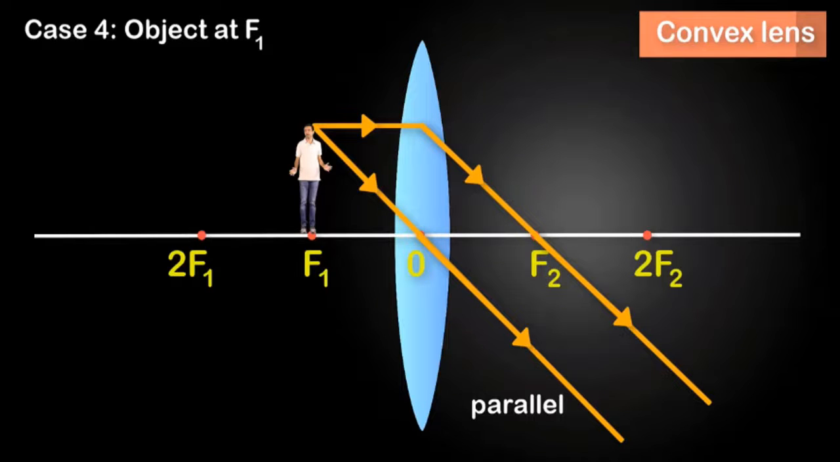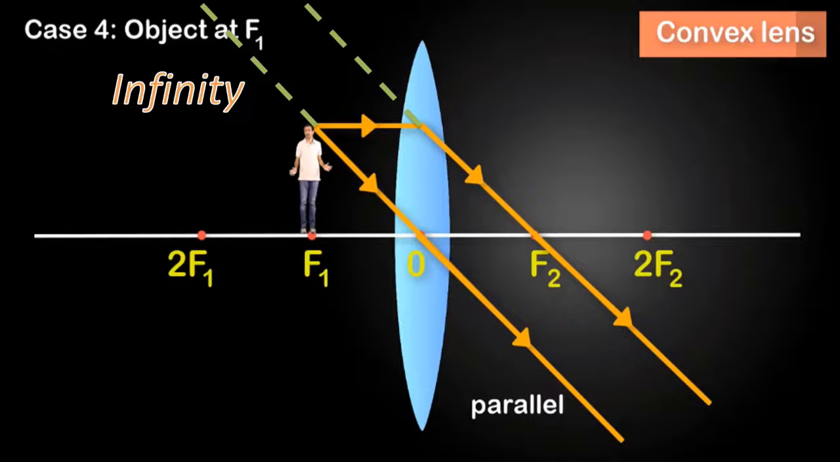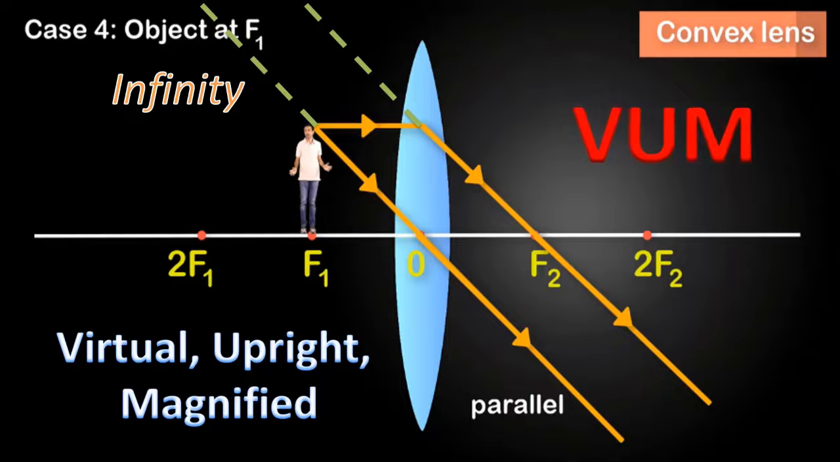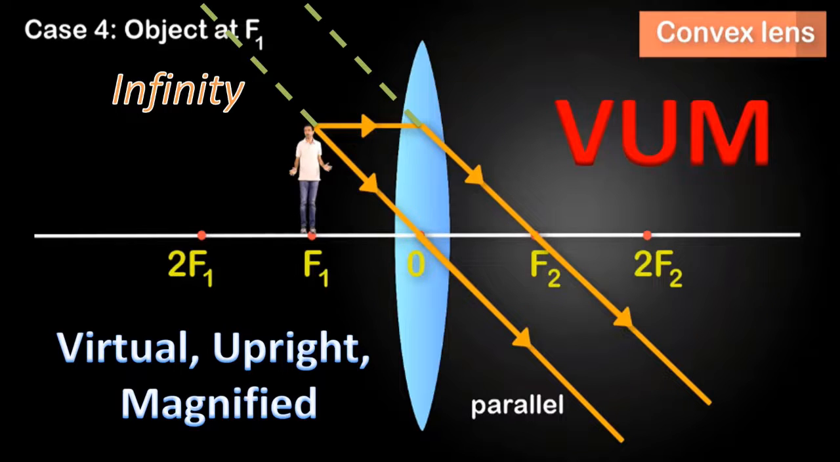Case 4. The object is at F. Where is the image? The image is formed at infinity, and it is most probably at the same side as the object. So we can say the image is virtual, upright, and magnified, or we can say VUM.